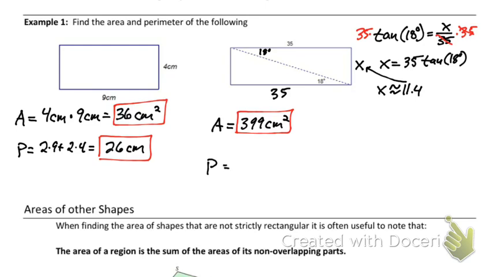All right, can someone tell me the perimeter of this bad boy? Jacob. 92.8 centimeters. Is that squared? No.